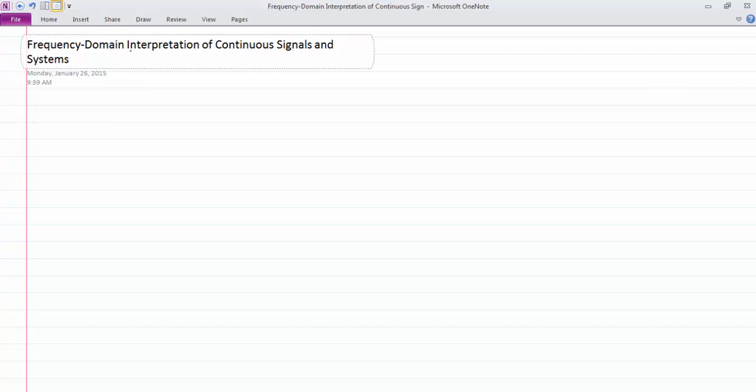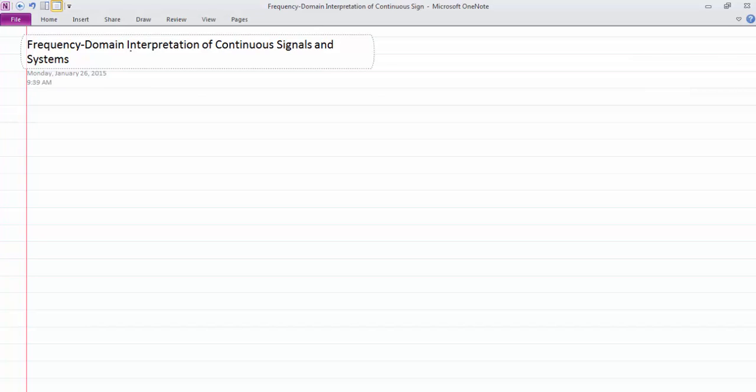So we now move on to the topic of frequency domain interpretation of continuous signals and systems, which is again something that has been covered in the previous class. We'll go over it quickly. We understand what LTI systems do to the inputs in time. In time, they are convolving the input with the impulse response and giving us the output.